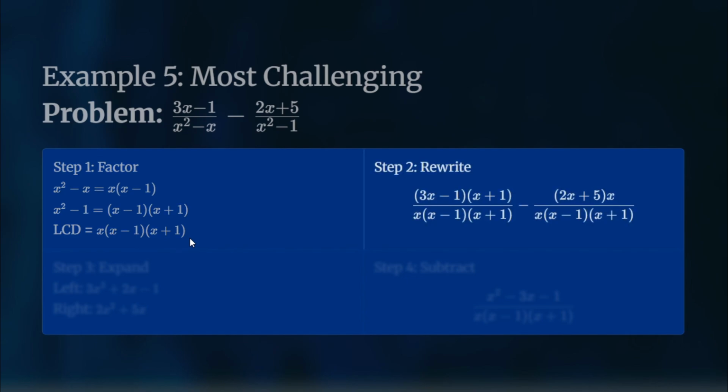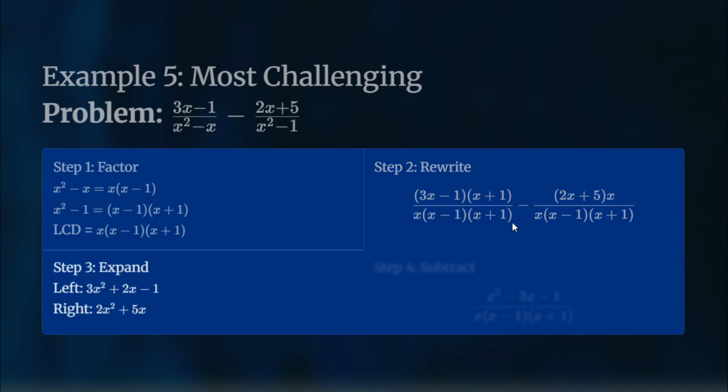Now, we can rewrite our two terms using our least common denominator. So our first term, 3x minus 1 over x squared minus x, would need to be multiplied by x plus 1 in the numerator and x plus 1 in the denominator. Similarly, our second term, 2x plus 5 over x squared minus 1, will need to be multiplied by x in the numerator and x in the denominator as well. So now we have a common denominator, that is x times x minus 1 times x plus 1.